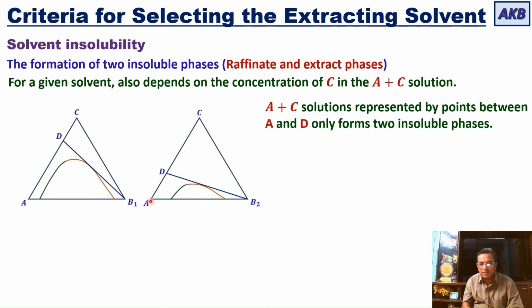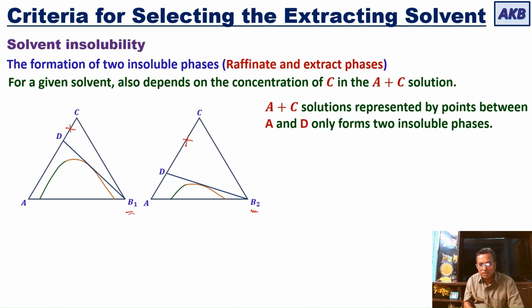And in this case, only those A plus C solutions represented by points between A and D will be forming two insoluble phases with solvent B2. Are you understanding it? So if you cross D, let us say that you consider a point, the A plus C solution at this point will not be separated into two insoluble phases using B1. Similarly, for this ternary diagram, an A plus C solution represented by this point will not be separating into two insoluble phases using solvent B2.